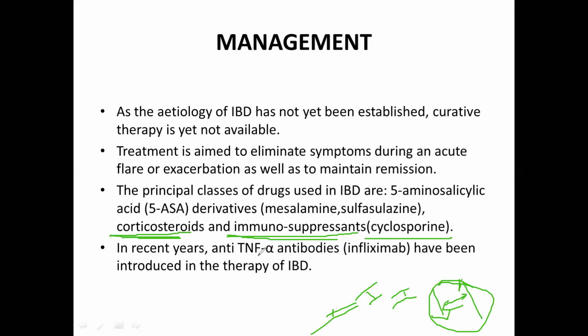In recent years, anti-TNF alpha antibodies, like a drug called infliximab, have been introduced in the therapy of inflammatory bowel disease. Why this drug? It is used against TNF, because TNF is considered to be actively involved in autoimmune and immune-mediated diseases, which includes inflammatory bowel disease. Apart from inflammatory bowel disease, it is also used in rheumatoid arthritis.